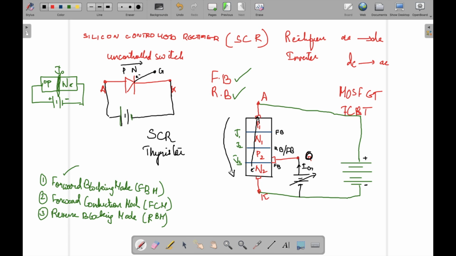So without the gate, when J2 is reverse biased, it was forward blocking mode. Now what did we do? We introduced a gate and we started controlling the gate opening. Then it moves from forward blocking mode to forward conduction mode. So those two modes are in the forward direction, that is, when positive is connected to anode and negative is connected to cathode.